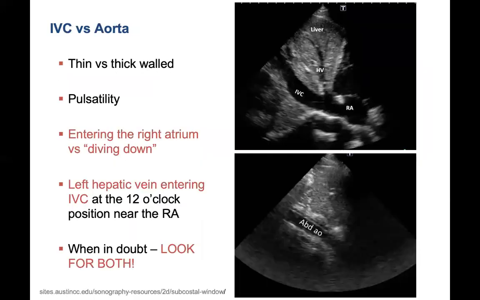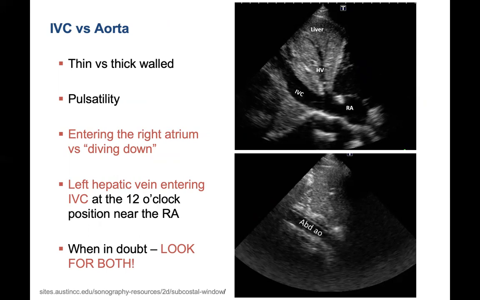Oftentimes people are asking me, how do you know if it's the IVC or the aorta? There's different things we can look at: thick versus thin-walled and pulsatility. However, I find that that can be very difficult because oftentimes the IVC is laying right next to the aorta and it will look like it's pulsating just because the aorta is pulsating.